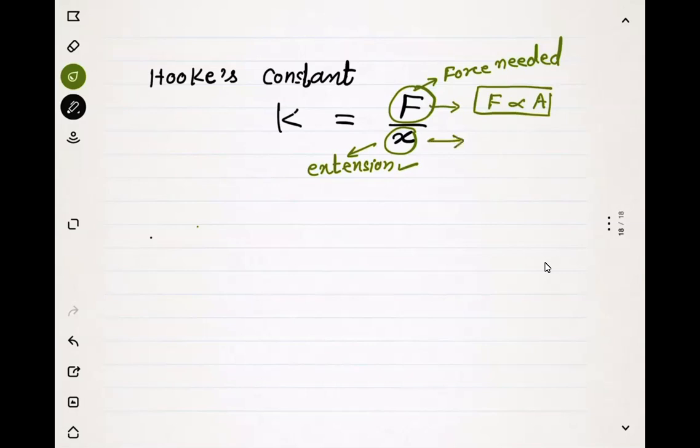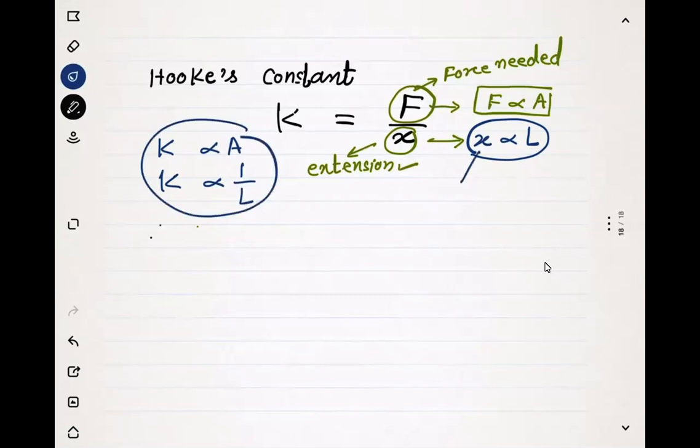However, the longer wires extend more. The extension depends on the length. So these are the two things which explain the dependence of K on area and the dependence of K on 1 over L. Since X is in the denominator, if you double the length, extension becomes double. If you triple the length, extension becomes triple. Same is for force and area. That's why we get this type of relationships.